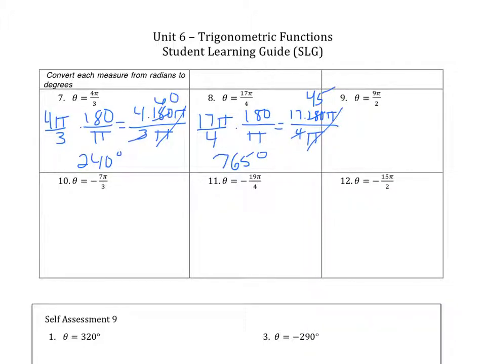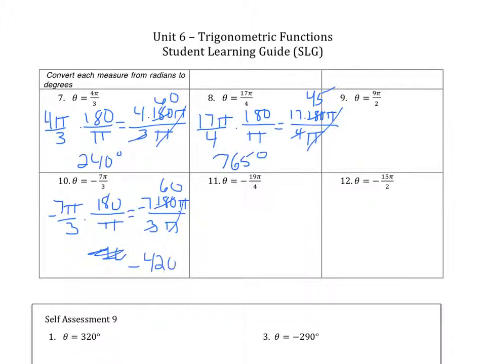Let's look at number 10. We have negative 7 pi over 3. We need to cancel out pi, so pi goes on the bottom, 180 on the top. Negative 7 times 180 pi over 3 pi. Cancel the pi's, 3 cancels, and I get 60. Negative 7 times 60 is negative 420 degrees. Go ahead and pause and try number 11.